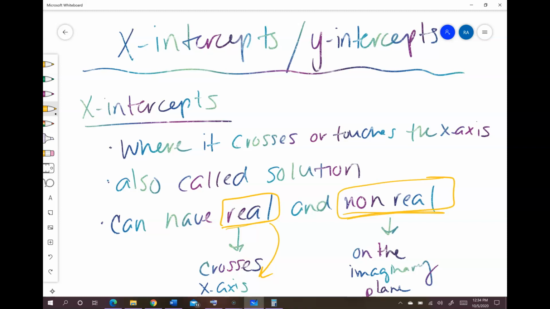Non-real solutions we're going to talk about when we get to solving polynomials. So non-real solutions exist on the imaginary plane, and they're still a solution, they're just not real. But right now we're going to be focusing on the real. We will not get to the non-real until later.